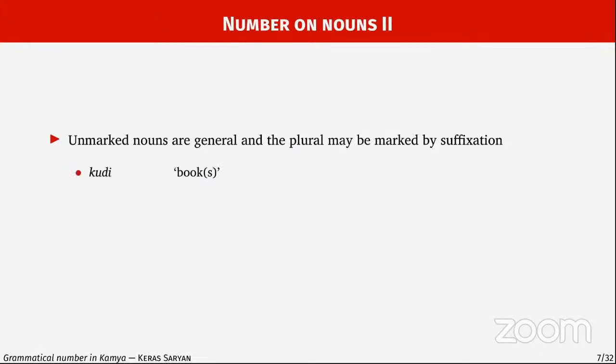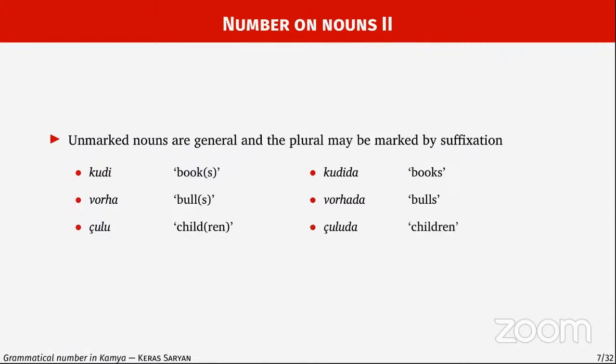So if you have, for example, the noun kudi, this can mean either book or books, but the plural form kudida can only ever mean books. Same for vorha, bull or bulls, vorhada, bulls, and chulu can mean child or children, whereas chuluda can only ever mean children.